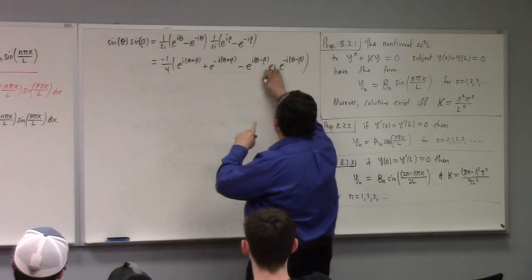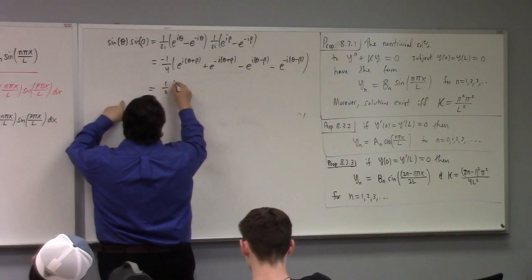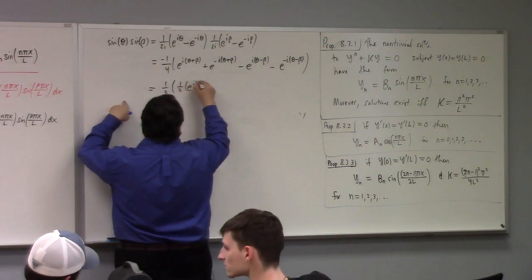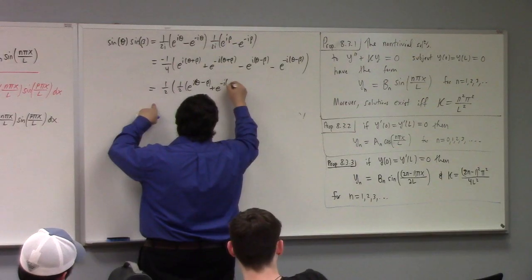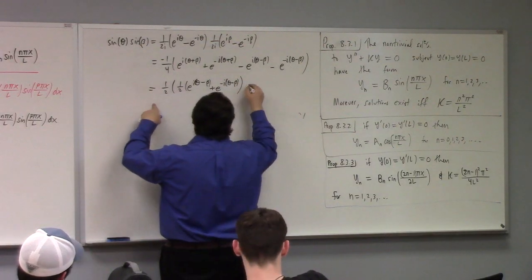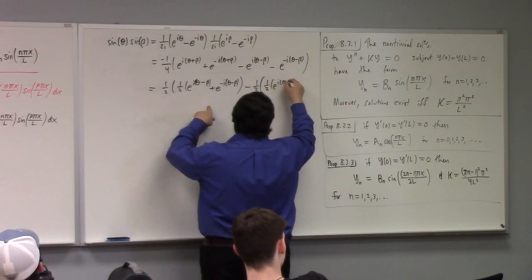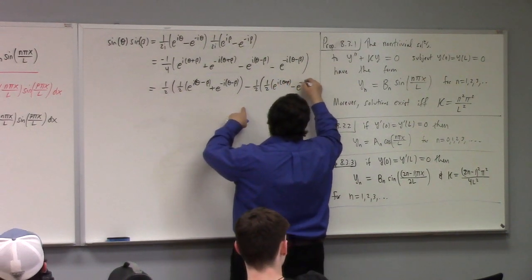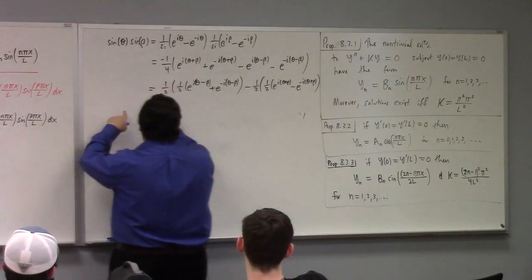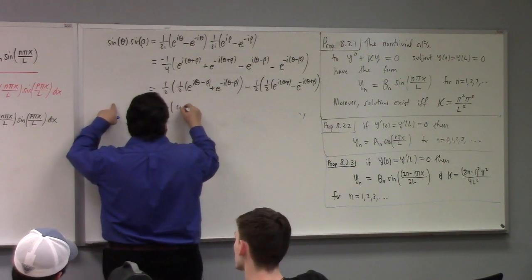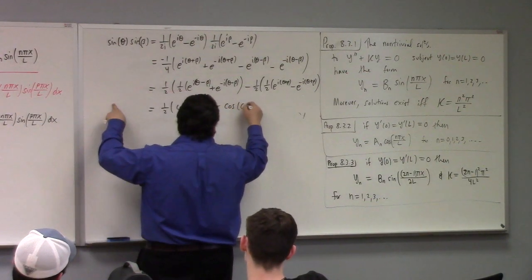No, these should both be minus, which is good because that gives us 1/2 of 1/2 e to the i theta minus beta plus e to the minus i theta minus beta, minus 1/2 e to the i theta plus beta minus e to the minus i theta plus beta, which is to say 1/2 of cosine of theta minus beta minus the cosine of theta plus beta.